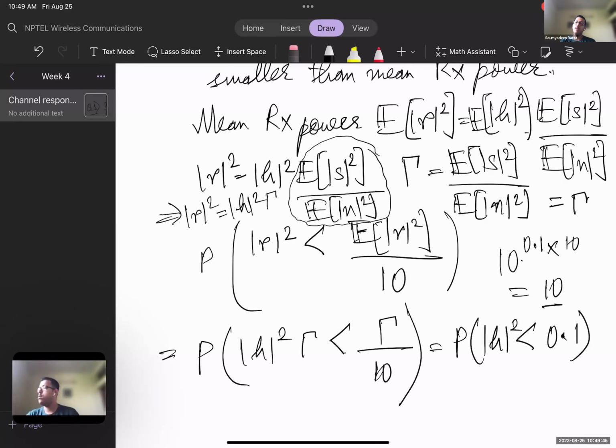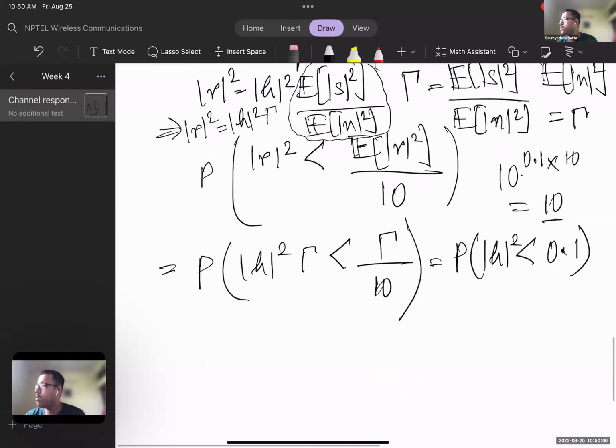So the actual transmitted signal power becomes immaterial here for this problem, because I just want to see the probability that I will be 10 dB worse than the mean. Whatever the mean is, that normalizes out. I just want to see the probability that I will be in some kind of bad situation, 10 dB below the mean.